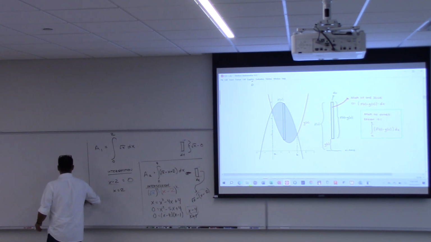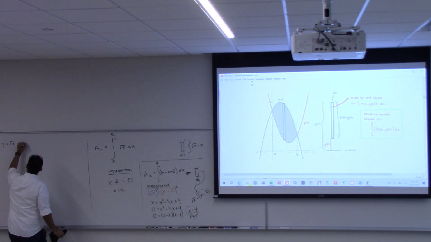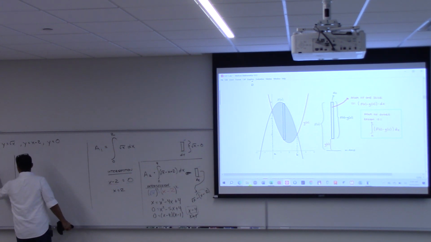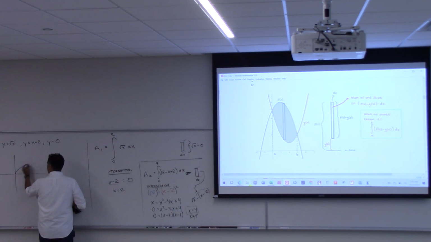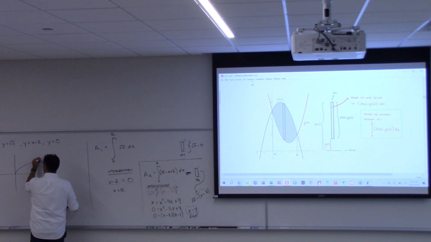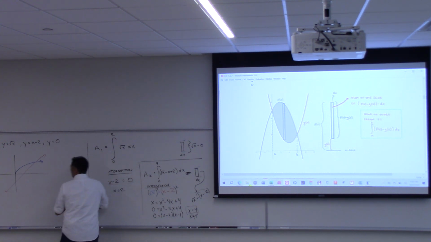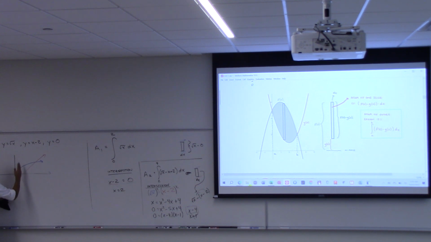However, in the problem we just did, y equals the square root of x, y equals x minus 2, and y equals 0, when we drew that region and we had this picture, we saw that we had to break it up into two integrals. One that went from here to here, and then another one went from here. And it wasn't that bad, like it wasn't the end of the world.